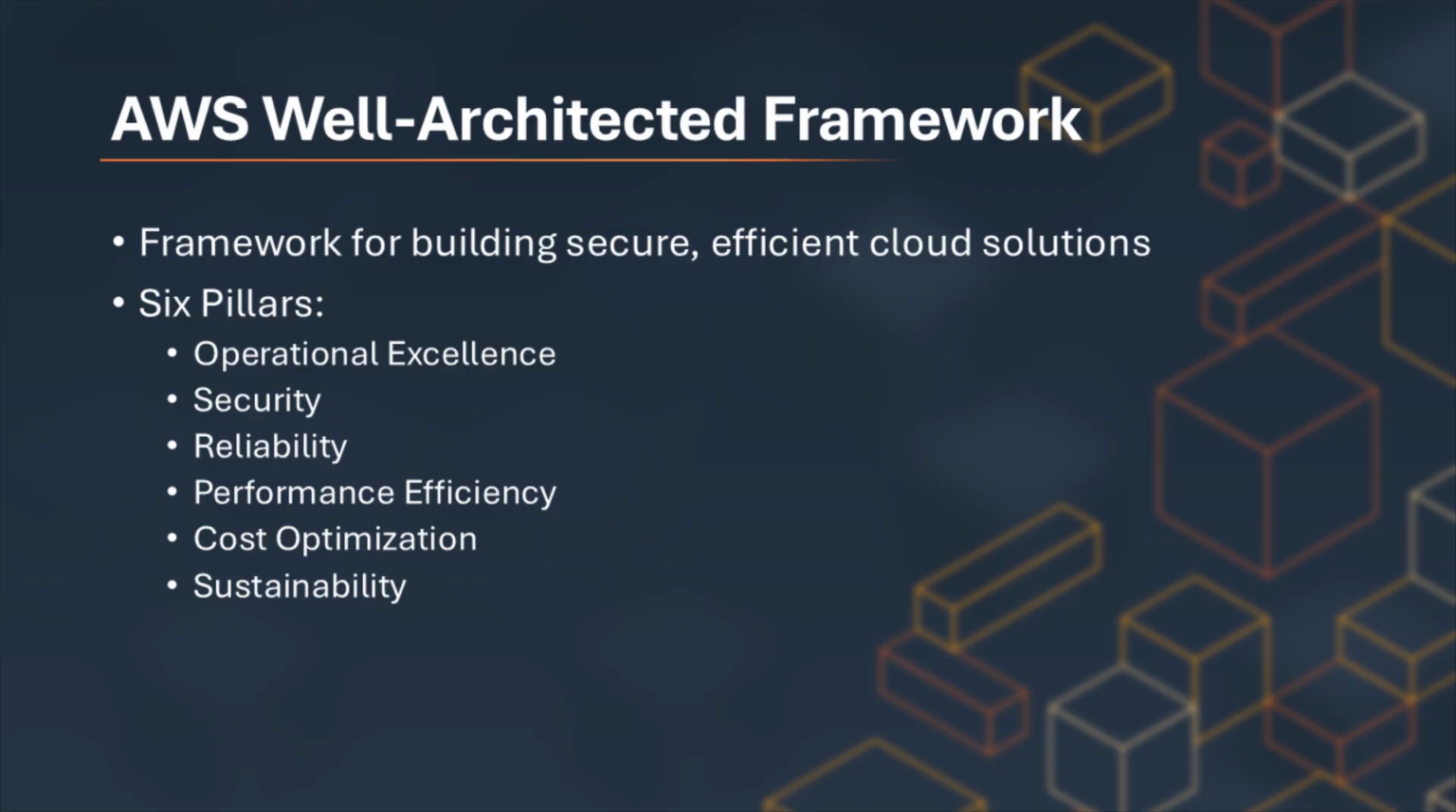Reliability ensures systems recover from failures. Think of Amazon RDS automatically backing up your database. Performance efficiency optimizes resources, like choosing the right EC2 instance type for a workload. Cost optimization minimizes expenses, such as using spot instances for non-critical tasks. Sustainability reduces environmental impact, like using energy-efficient AWS regions. The exam may ask you to match a scenario to a pillar, so practice distinguishing them. For instance, a question about reducing costs points to cost optimization, not reliability.